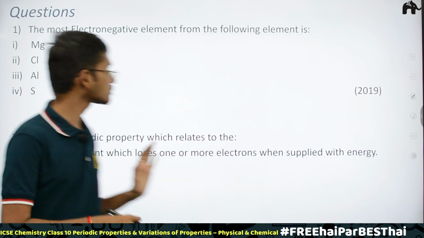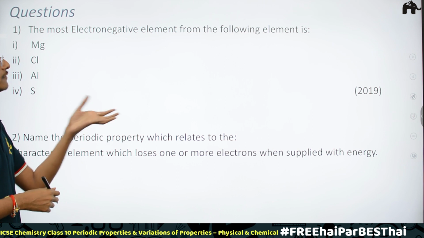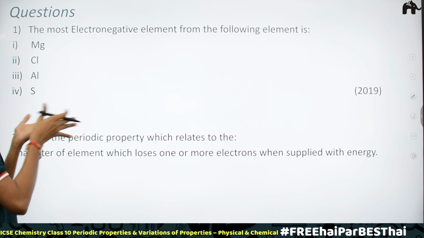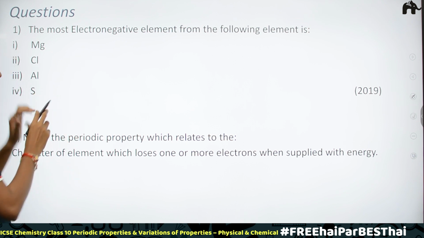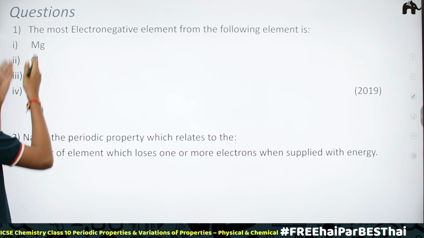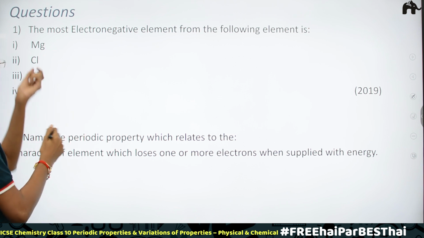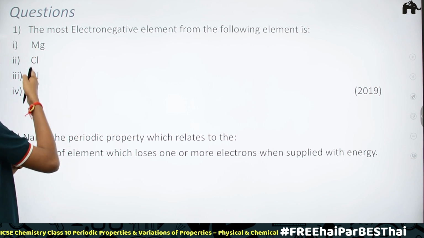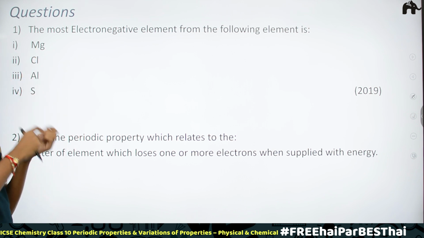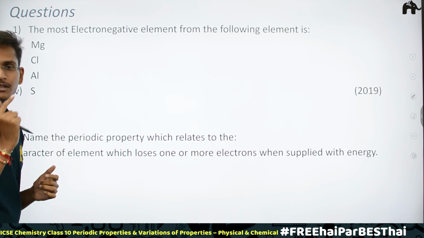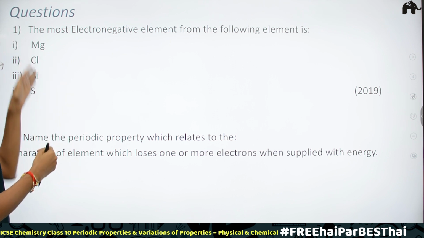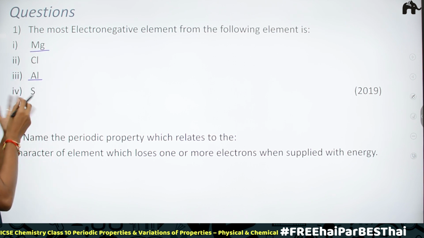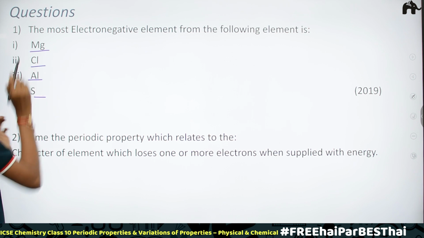So moving to the first question: the most electronegative element from the following is magnesium, chlorine, aluminum, silicon. Which is the most electronegative element? I already told you in the previous video, when we have some elements, let's try to locate them first. See whether they belong to the same group or same period. Magnesium, chlorine, aluminum, silicon, I think it would have clicked in your mind that yes, they belong to the third period, right? Sodium, magnesium, aluminum, then silicon, phosphorus, sulfur, chlorine. So these are third period elements.